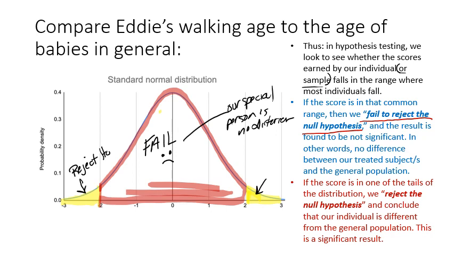This is the fail region. What it means is we fail to reject the null hypothesis. It means that the scientist is unhappy, usually because the result is not significant. If the score falls in the tail, then this is the reject region. Rejection makes scientists happy. They're weird. They like rejection. And this is a significant result.